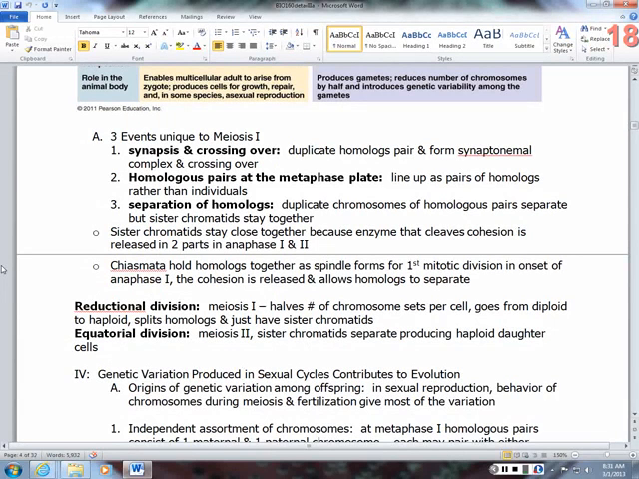So we have reductional division versus equatorial division. Reductional division is what's going to occur in meiosis 1. It halves the number of chromosomes per set. The cell goes from being diploid to haploid as it splits the homologs, and you just have sister chromatids. In the equatorial division in meiosis 2, the sister chromatids separate, producing haploid daughter cells.